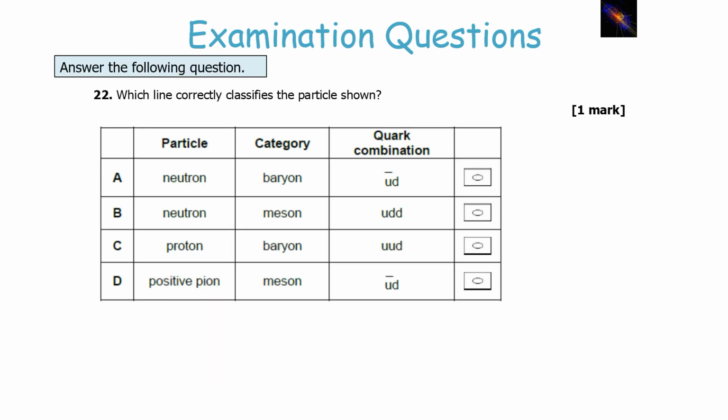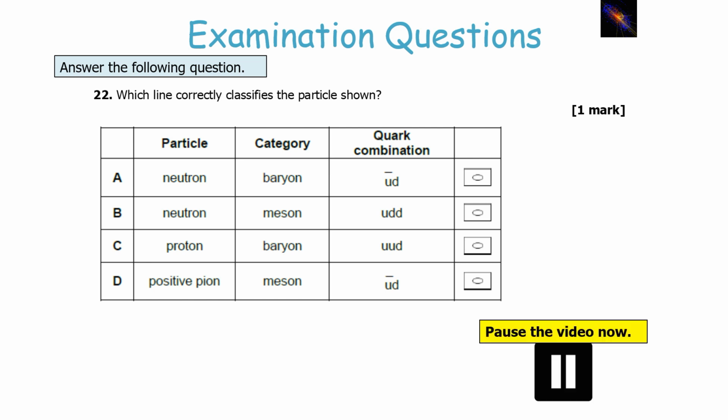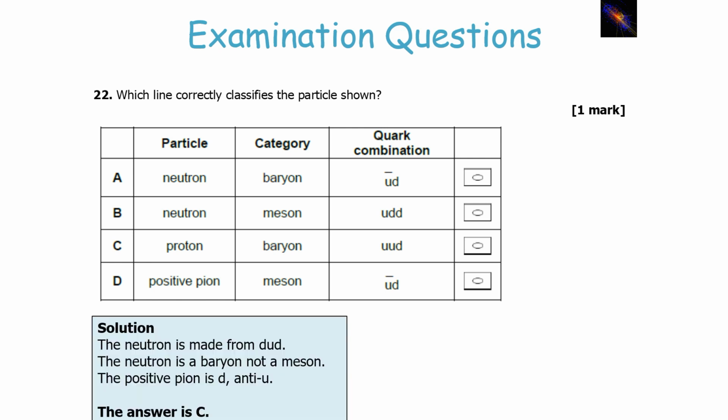Which line correctly classifies the particles shown? So pause the video now, then unpause the video when you want to go through your answer. Now you should hopefully be aware that a neutron is made from 3 quarks, D, U, D, down, up, down. Now the neutron is a baryon, not a meson, so therefore we're aware of that, and the positive pion has to be a down, anti-up, to get the correct charge and baryon number for that particular meson. So the only one we can have is C, which is the correct answer.